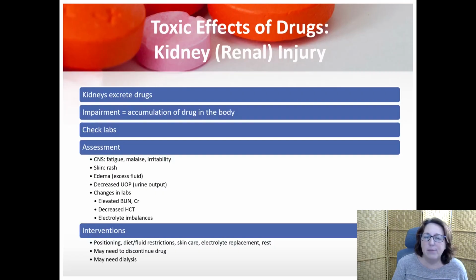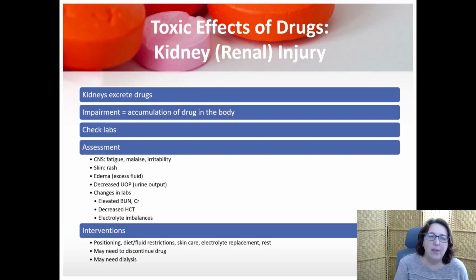In terms of symptoms we might see, they have, again, fatigue or malaise. They might be a little irritable. We might see some edema or excess fluid going on. They could get a skin rash, and we could see a decrease in their urine output as their kidneys are being damaged. Interventions include things like positioning the patient.